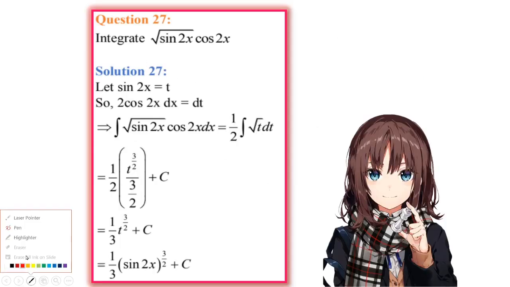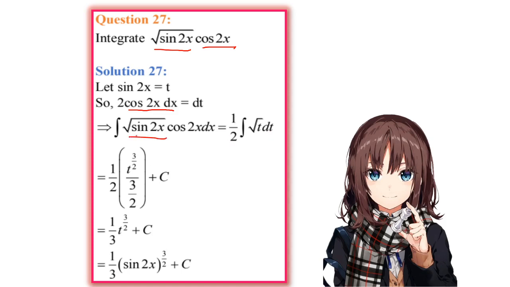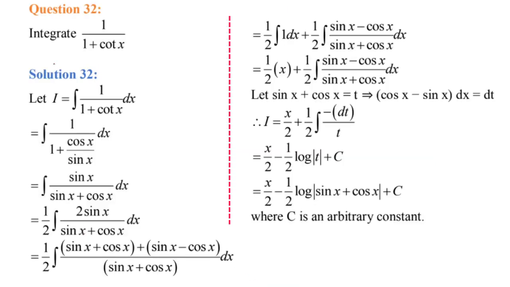Question number 27 here. Students, integrate under root sine 2x cos 2x. Now again we have to think what should we assume. So sine 2x equal to t. What is the derivative of sine 2x? cos 2x dx equal to dt. So now cos 2x dx, what is the value? 1 by 2 dt. So we are putting here 1 by 2 dt, and this thing, under root sine 2x, is root t. And now root t means t raised to the power 1 by 2 plus 1, 3 by 2, and in the denominator also 3 by 2, and answer.